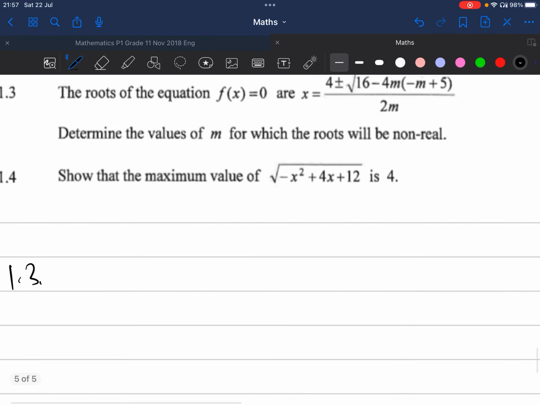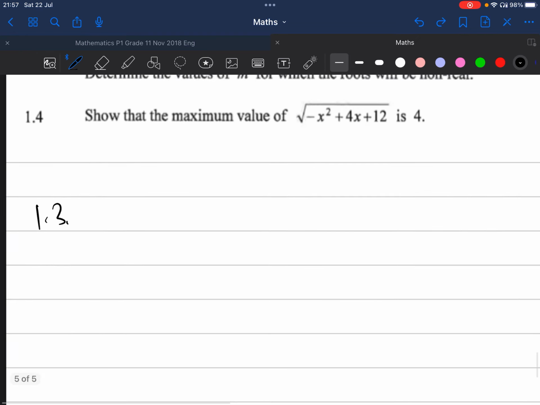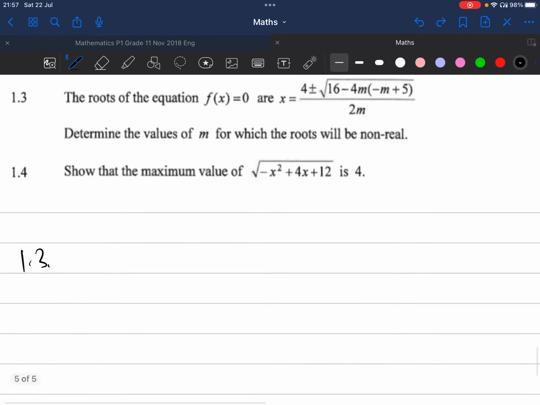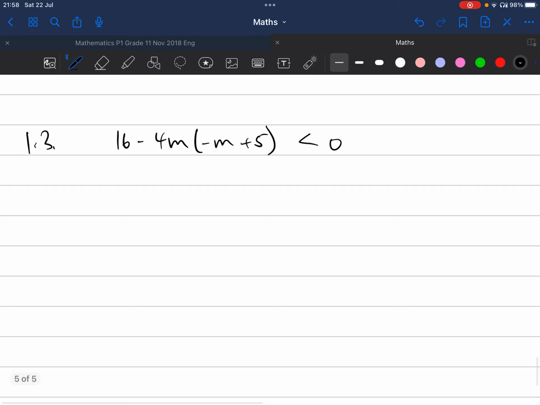So that means that for this to be non-real, whatever is under this bracket has to be less than 0, meaning that it's negative, and that will make it non-real. Okay, so let's say 16 minus 4m times m plus 5. This here has to be less than 0. Okay, so now it's a simple case of just solving for m. So let's multiply all of this out.